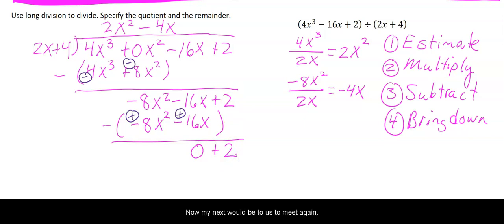Now, my next step would be to estimate again, but I can't multiply 2x by anything to get 2 without involving fractions. The degree of the divisor is degree 1, and 2 is degree 0. When the degree of the remainder is smaller than the degree of the divisor, we stop. That means my remainder is 2.